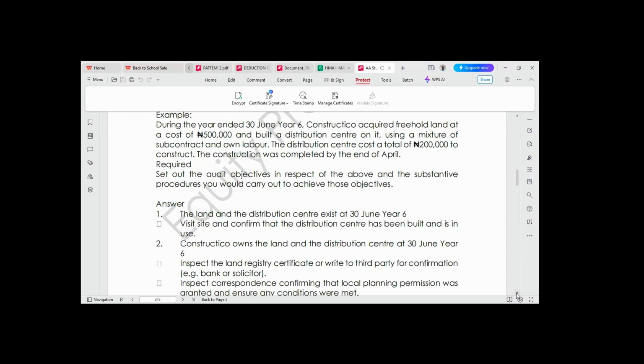So the auditor will visit or request the certificate from the land registry, or write to a third party for confirmation, that is the bank or solicitor. When they draw some of these agreements for land transfer or land use, they always use solicitors, who are the lawyers, to draw those agreements. You also need to inspect correspondence confirming that local planning permission was granted and ensure all conditions were met.